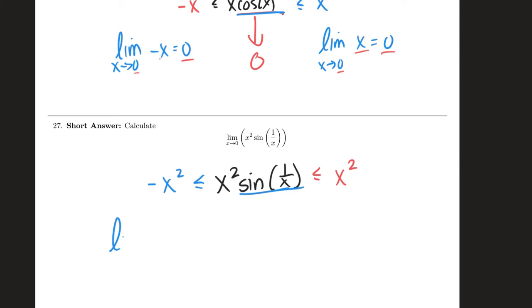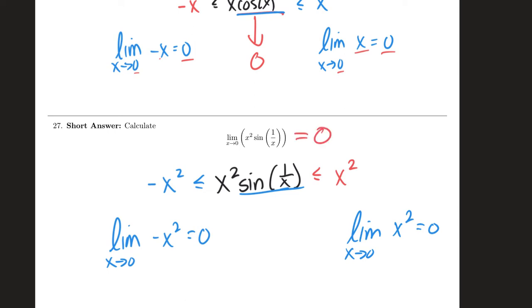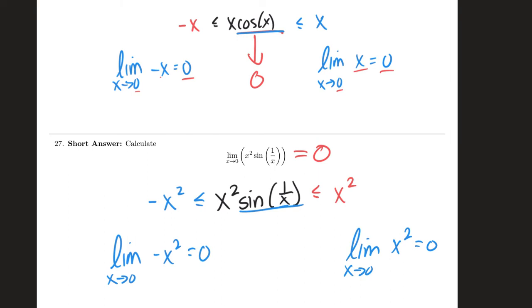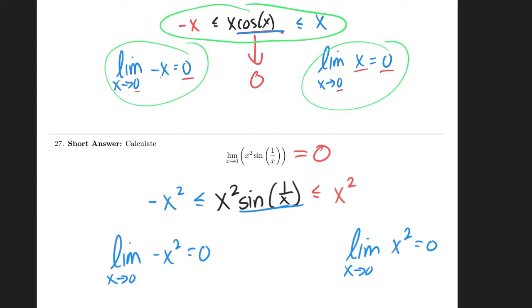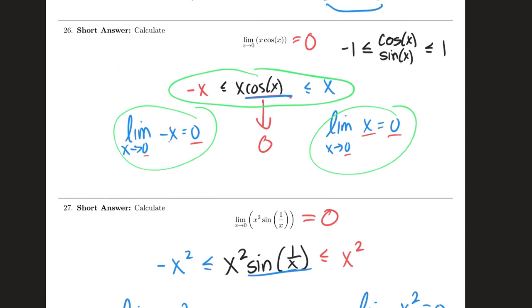And again, these two bounding functions are both going to give me 0 for the limit. And since those both become 0, my final answer is that this one also has to be 0. All right, so for these short answer ones, I'm looking for these inequalities, the fact that the two bounding functions go to 0, and then your final answer is also 0.